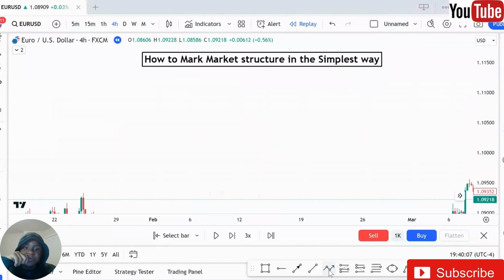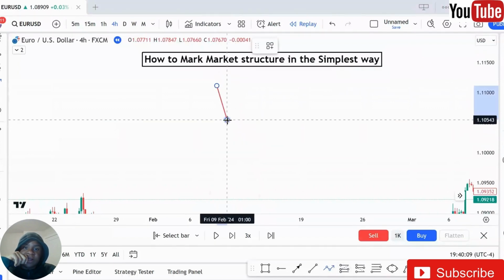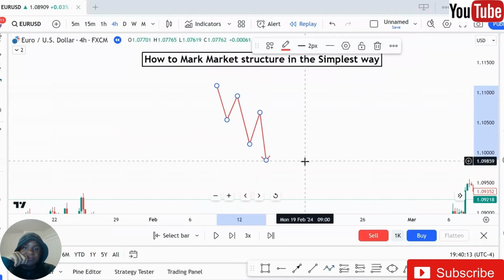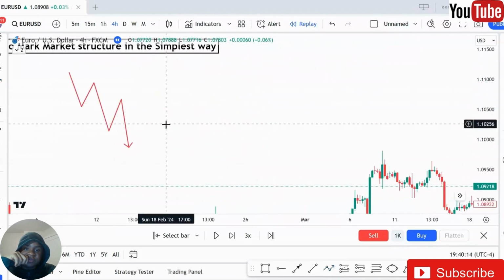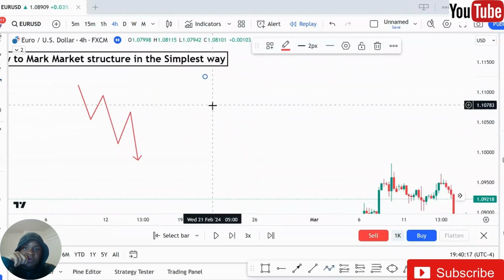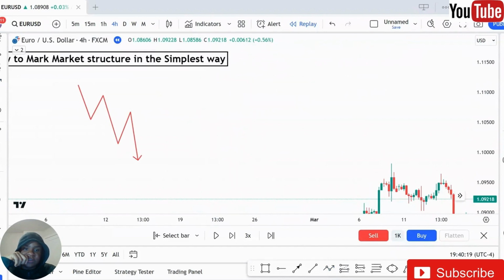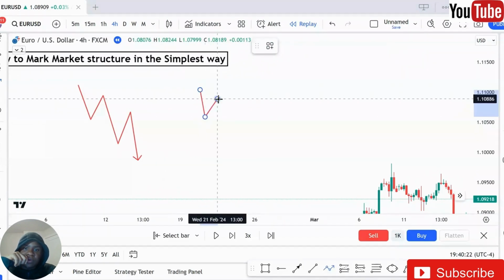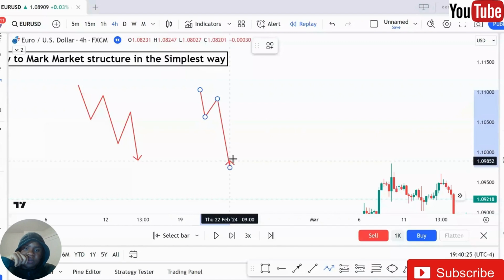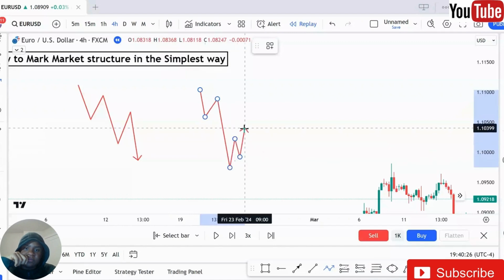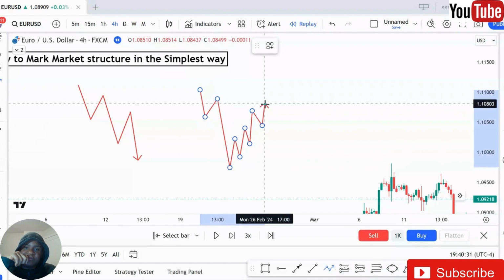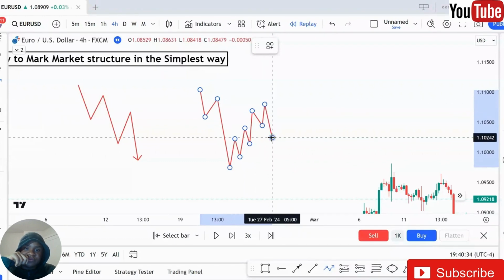Now, how do we know a downtrend? Lower low, lower high, lower low, lower high, lower low. The same thing that I just explained previously. Lower low, lower high, lower low, then it gets to an order block or a fair value gap or whatever you're marking, the shift structure.